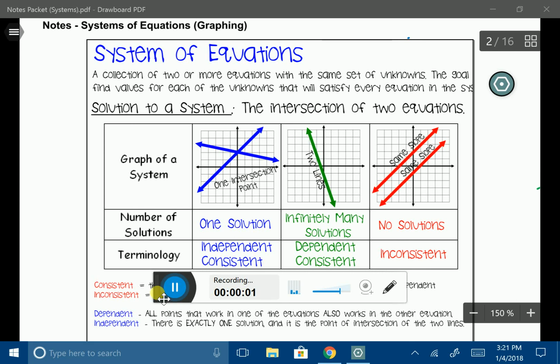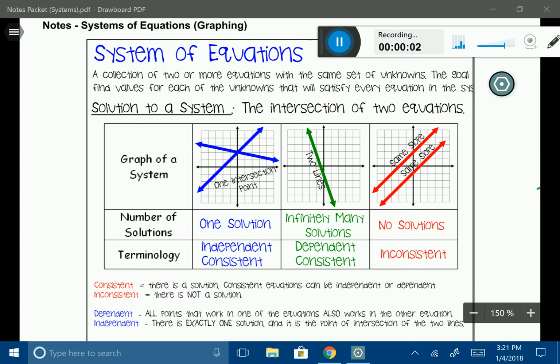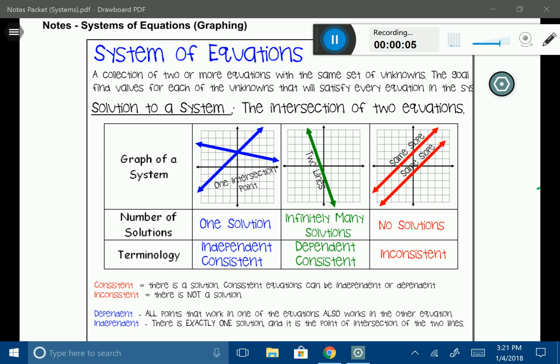In this lesson, we're going to talk about systems of equations, and specifically, we're going to be talking about how to solve a system of equations by using the method called graphing. So let's first talk about what a system of equations is.